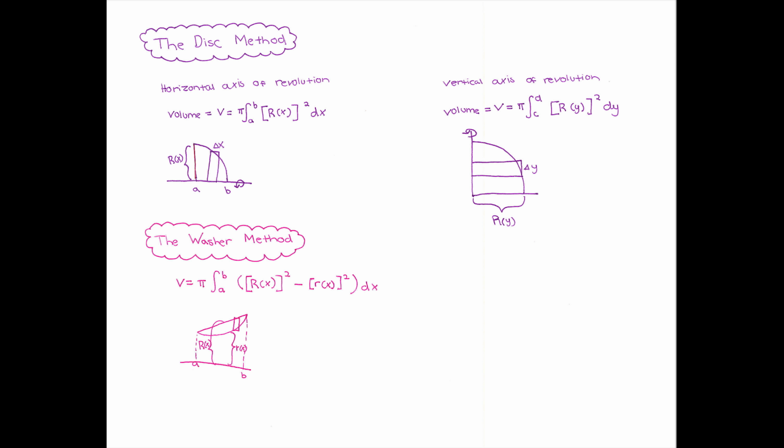The washer method is used when the axis of rotation is not an axis itself. Similar to finding the cross-sectional area of two functions, we will take the volume of the bigger disk and subtract it from the volume of the smaller disk. This creates a washer. Essentially, we're performing the disk method for each function.